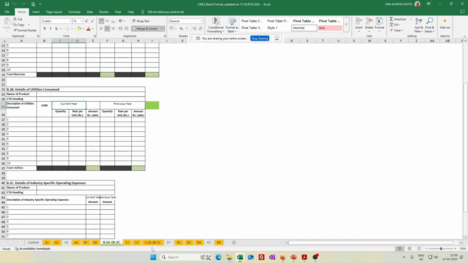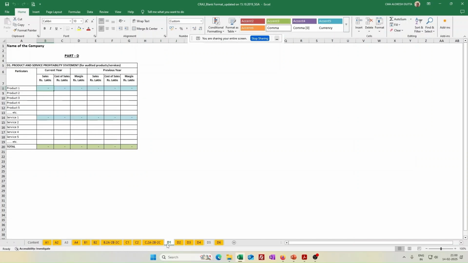C1, C2, C3 is like that for the service industry itself. Now D1 is production and service profitability. It comes from B1, B2, B3 or C1, C2, C3, whatever the case may be. For the service industry, you need not fill it; it will automatically come if you fill up B2 or C2.